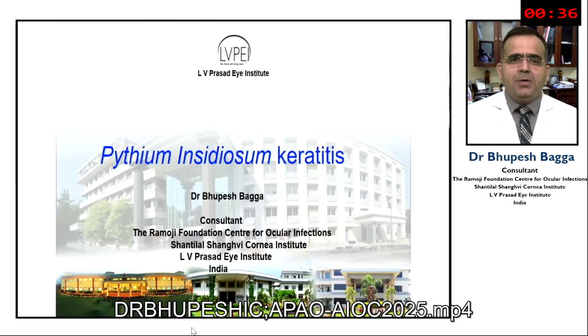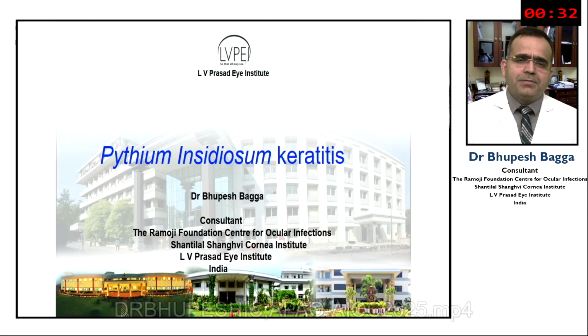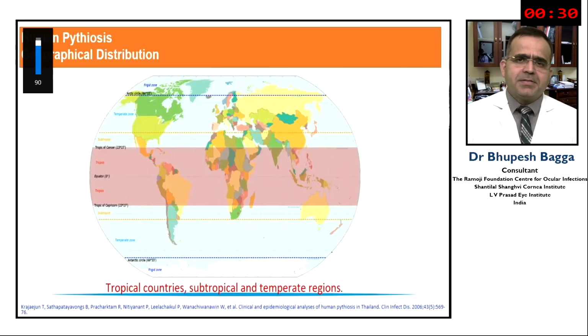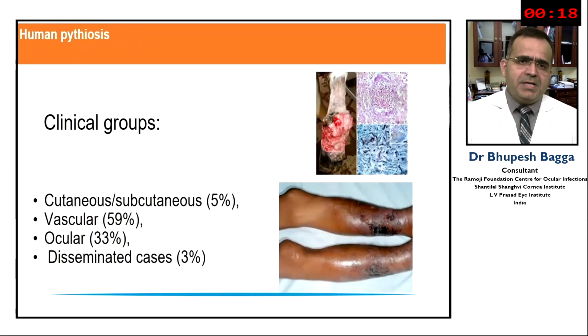Hello everyone, I have no financial disclosure regarding this talk. Pythium keratitis is distributed geographically, mainly among tropical countries, subtropical and temperate regions. It has basically four clinical subgroups. The most common is vascular, which is around 59%, followed by ocular, 33%, cutaneous and subcutaneous, and disseminated cases.